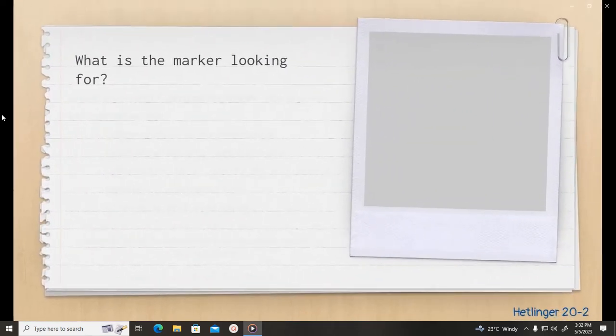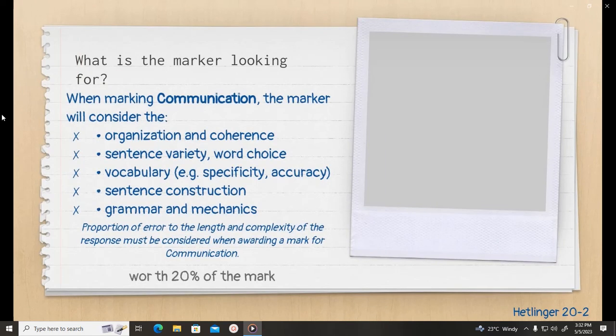At the end, the marker can examine your communication. How organized and coherent is your writing? Did you have good sentence variety and word choice? How well was your vocabulary matched to the curriculum? Did you use lots of terms? Sentence construction, grammar, and mechanics are also very important here. And of course, we examine the proportion of error to the length and complexity of the response. So the longer the response, the less your errors count.